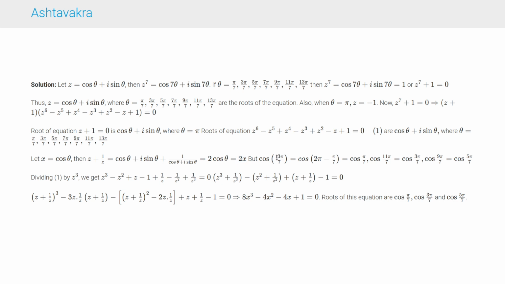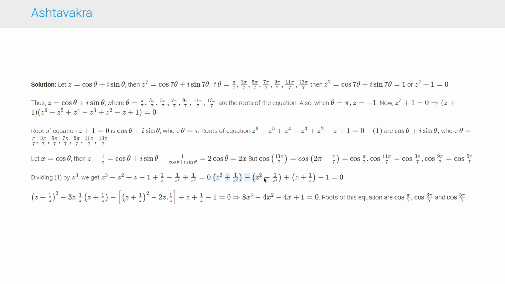But cos 13 pi by 7 is nothing but cos of 2 pi minus pi by 7, that is cos pi by 7. Similarly, cos 11 pi by 7 is cos 3 pi by 7, and cos 9 pi by 7 is cos 5 pi by 7. So we divide this equation by z cube. We get z cube minus z square plus z minus 1 plus 1 by z minus 1 by z square plus 1 by z cube, okay, is equal to 0.